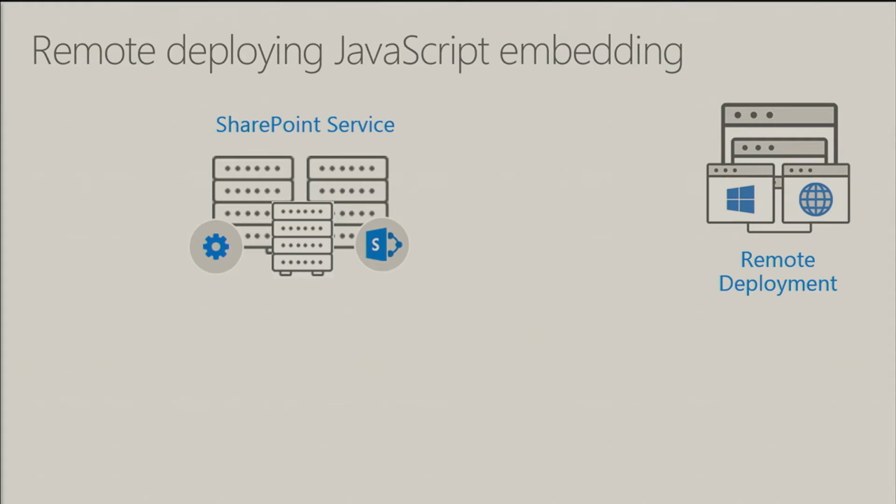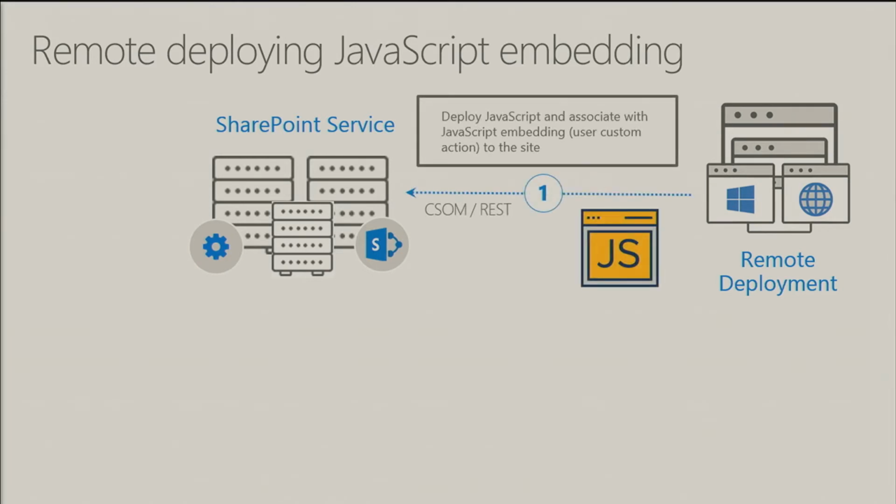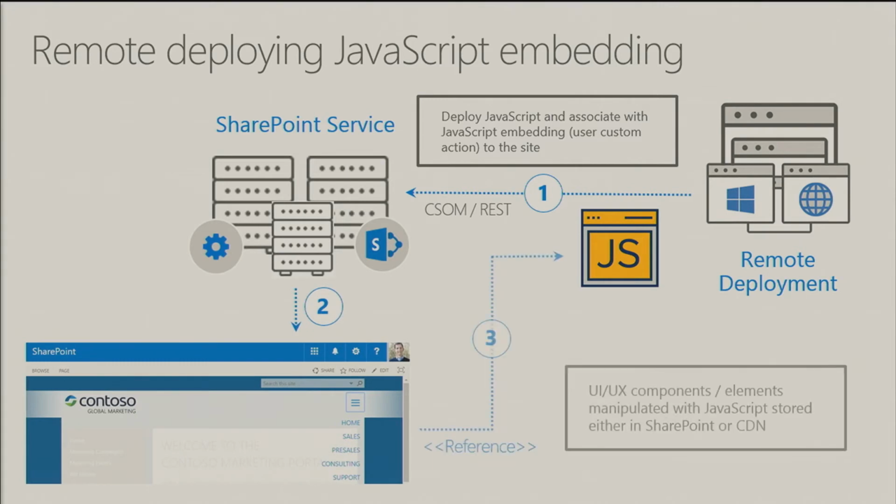OK, so now if you want to deploy this custom JavaScript embedding, you've got your SharePoint service, and you've got your remote deployment, i.e. maybe your desktop or some server. Now what's going to happen is you're using PowerShell, or you could use a command application, lots of different ways with PnP. You can now deploy that JavaScript, we're going to show in PowerShell, to the SharePoint service. And you're also going to use this custom action to register that JavaScript file so that SharePoint now knows to tell a browser to load this JavaScript when they load the page. So now when the page is loaded, go ahead, next one.